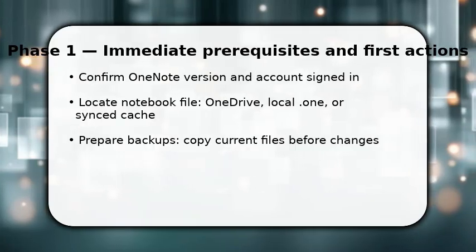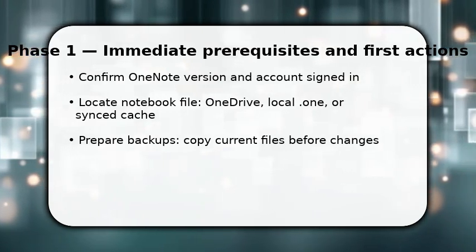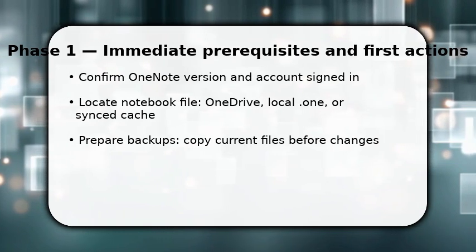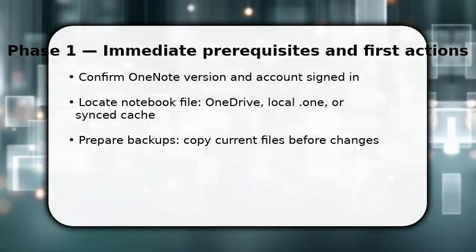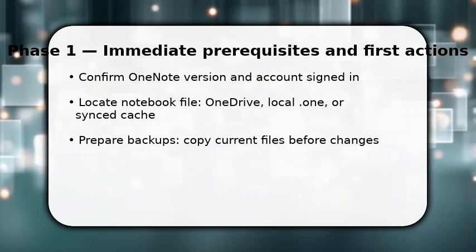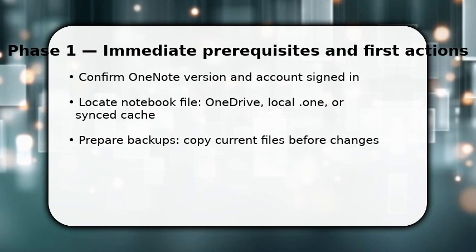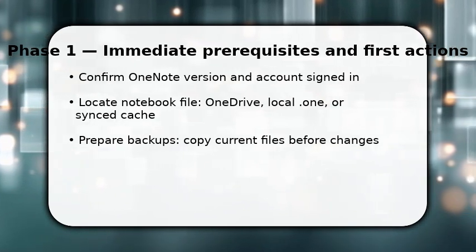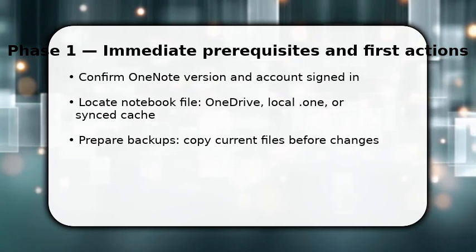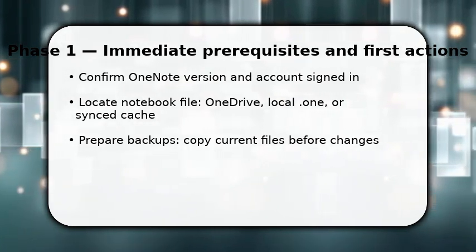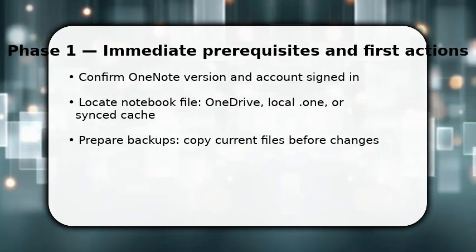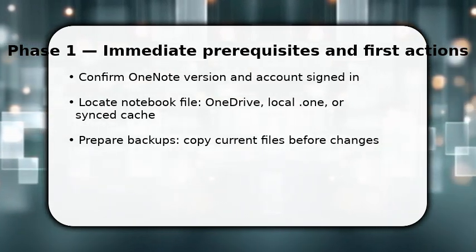You start by confirming the OneNote version and that you are signed into the correct account. This determines recovery paths. Next, locate the notebook source, OneDrive, local OneFiles, or the synced cache folder, so you know where to pull data. Once located, make a backup copy of any suspicious files or folders before you change anything. This preserves a restore point. Finally, open OneNote in safe mode or web to prevent further sync changes, and then move to targeted file restoration.